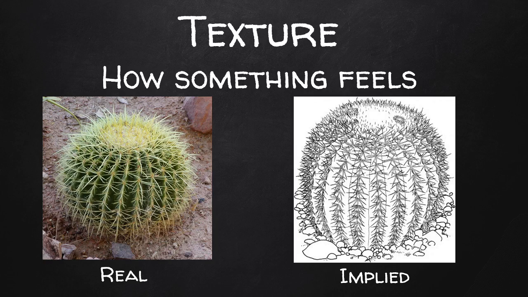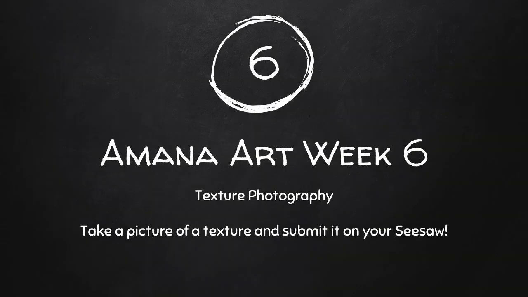Next, we're going to talk about texture. Texture is how something feels. There's real texture, and then there's implied texture. Real texture is how something would actually feel. If you were to find that cactus and touch it, it would really feel spiky. But the other one is a drawing of the cactus. It's not going to actually feel spiky if you touch the drawing, but it looks like it's going to feel spiky.